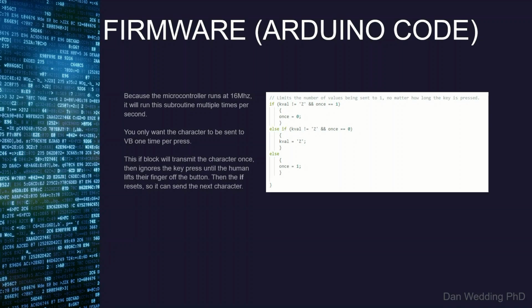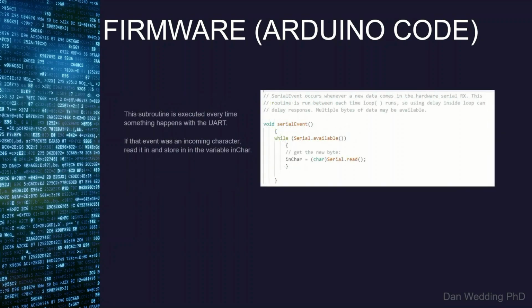Because the microcontroller runs at 16 MHz, it will run this subroutine multiple times per second. You only want the character to be sent to VB one time per press. This if block will transmit the character once, then ignores the key press until the human lifts their finger off the button. Then the if resets, so it can send the next character. This subroutine is executed every time something happens with the UART. If that event was an incoming character, read it in and store it in the variable inchar.